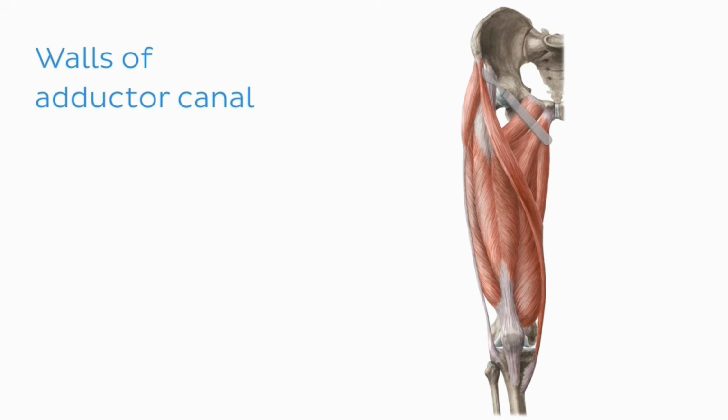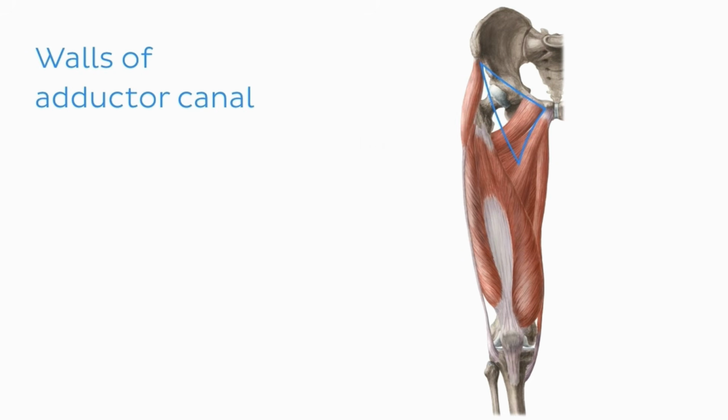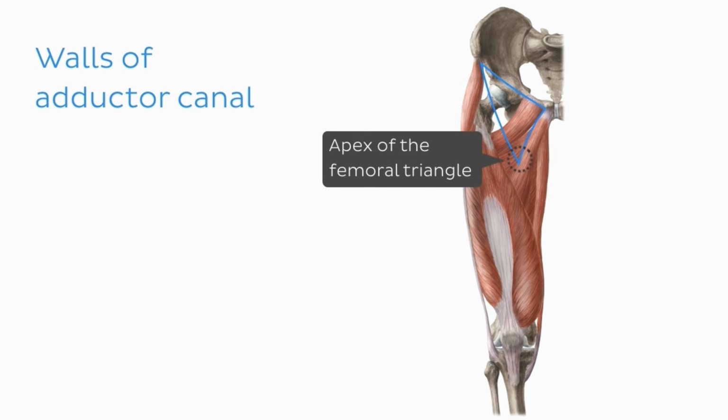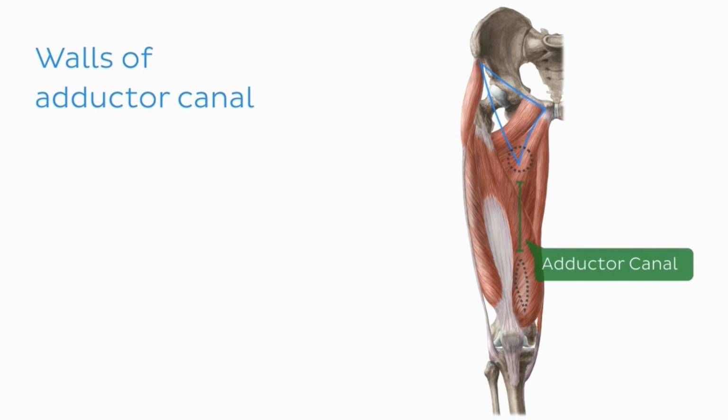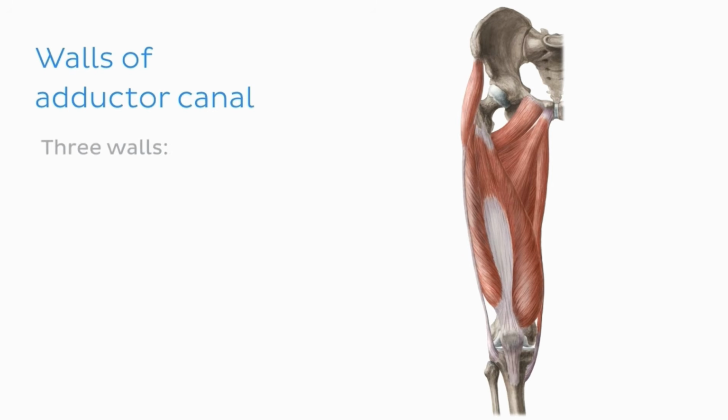In this image, the sartorius muscle has been removed, so we can actually see the length of the adductor canal. And again, here is the apex of the femoral triangle, and over here is the adductor hiatus. So this is the adductor canal. Let's talk a little bit about the walls of the adductor canal. And there are 3 walls of the adductor canal, and we can see 2 of them in this image.